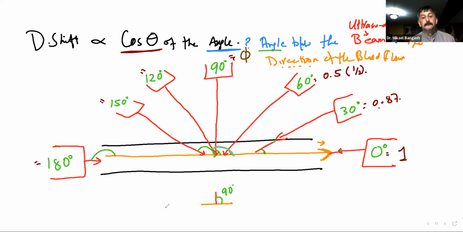Did that make sense? Any big number, you can take the biggest number on earth and multiply by 0. What do you get? 0. So if the value of the cosine theta angle is 0, your whole equation gets multiplied by 0 and your Doppler shift comes out at 0, right?